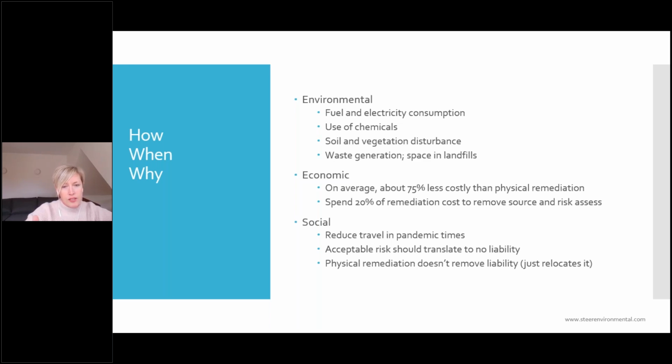And then socially, there are things such as reduced travel in pandemic times. It's an awful lot easier to do a risk assessment from my desk than to try to get people up into the field in the middle of a pandemic. But more importantly, I think we need to reconsider or reframe liability and how we see liability as it ties to contaminated sites. To me, if you can conservatively assess the risk to current and future land use at a site, and there is no risk or the risk is acceptable, then so too should the liability be. And I also think that physical remediation doesn't really remove any liability. You're just relocating it to another facility.